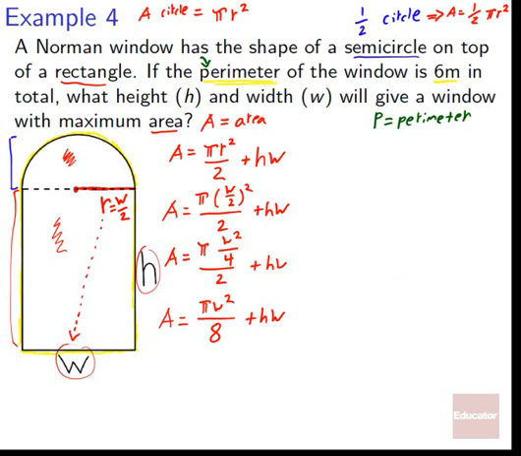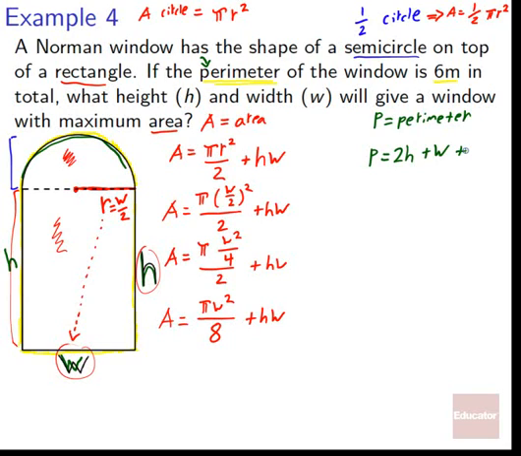All right. What about perimeter? What can we say about perimeter? Well, the perimeter is going to be equal to, well, there's an h here, there's a w here. What's here? Just another h. And then what is this portion here? So right off the bat, we see we've got two h's plus a w plus something else.